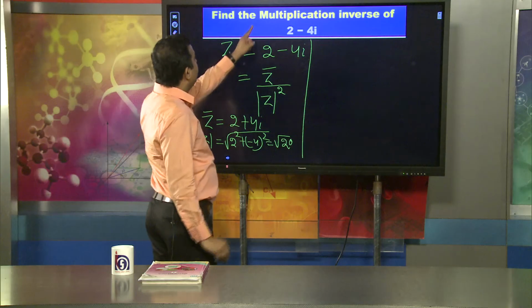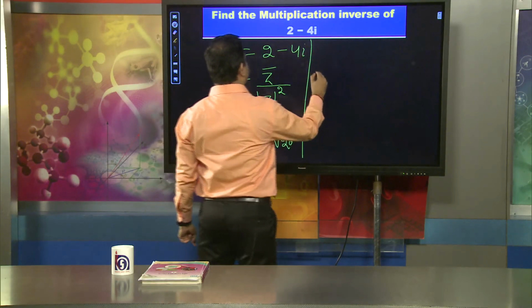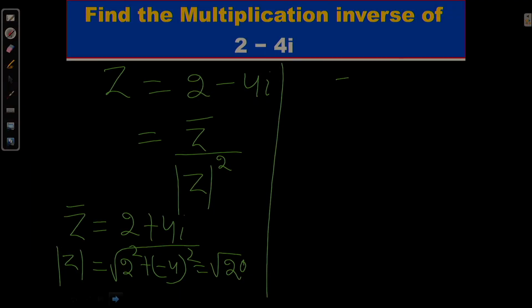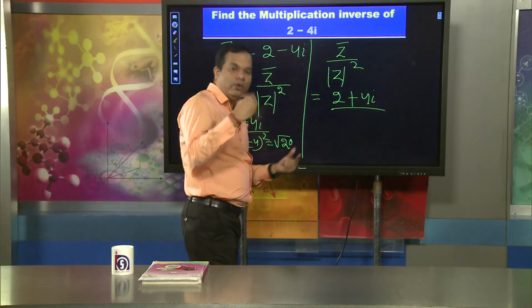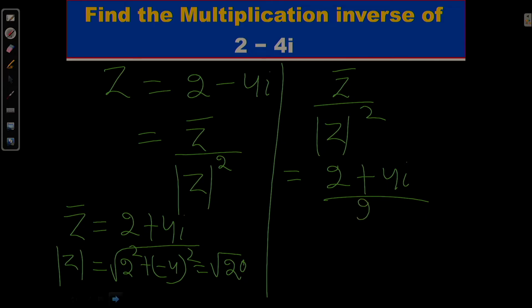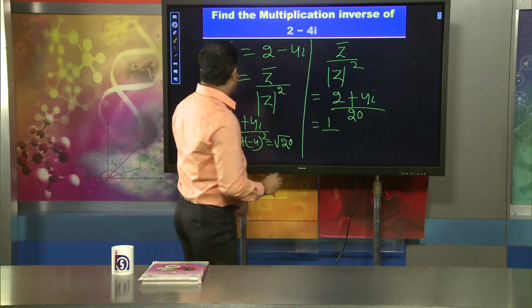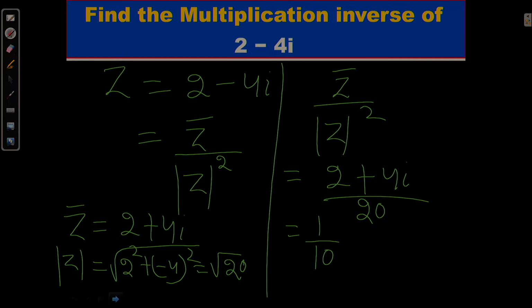Okay. Then, when talking about the multiplicative inverse, as we have already known, it is z bar, the conjugate, divided by the modulus of z squared, which equals 2 plus 4i divided by the square root of 20 squared, which you can simply write as 20. So you will find 2 by 20, which I can write very simply as 1 by 10 plus 1 by 5i.